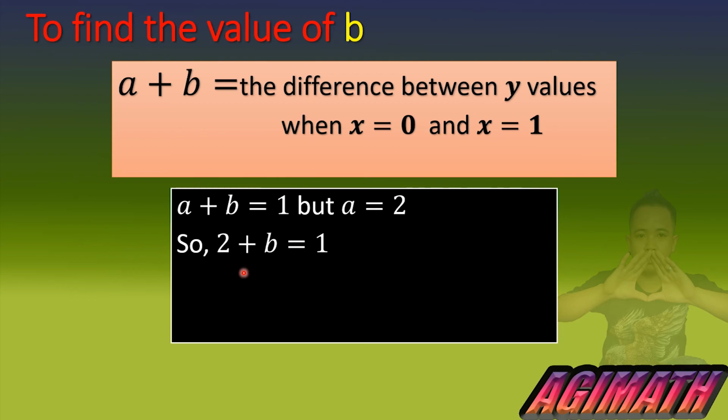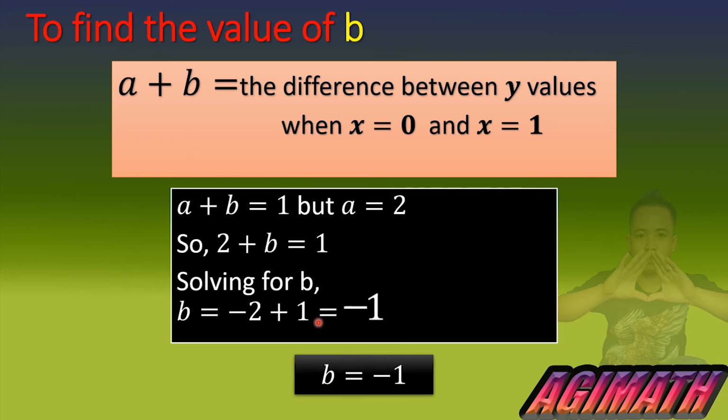We are going to solve for the value of b. So solving for b, that will become b is equal to negative 2 plus 1. Why negative 2? Because we transpose positive 2 to the other side, making it negative. And negative 2 plus 1 is equal to negative 1. That's why b is equal to negative 1. So now we are done with the value of a and the value of b.